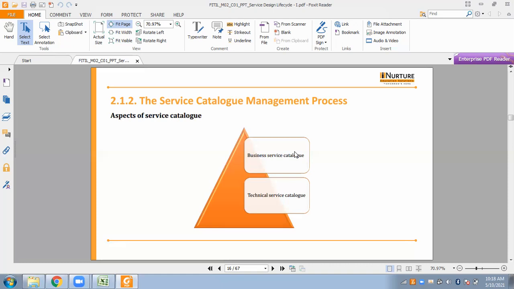Next, we have the technical service catalog. In here, the details of all the IT services delivered to the customer, together with the supporting services, components and configuration items which are needed to support the provision of the service to the business, are included. It should underpin the business service catalog and should not form part of the customer view.